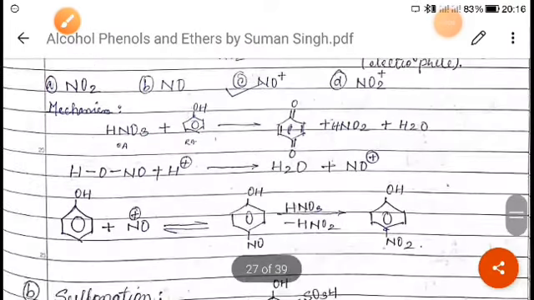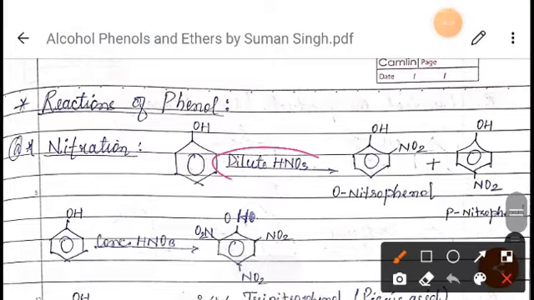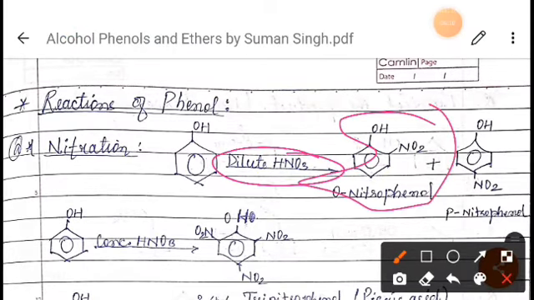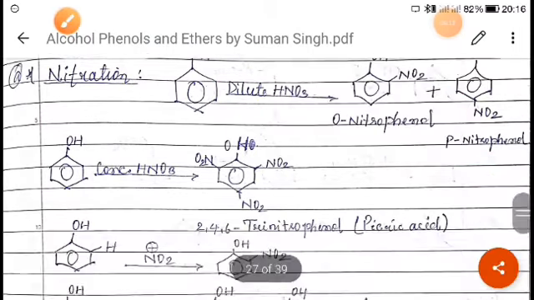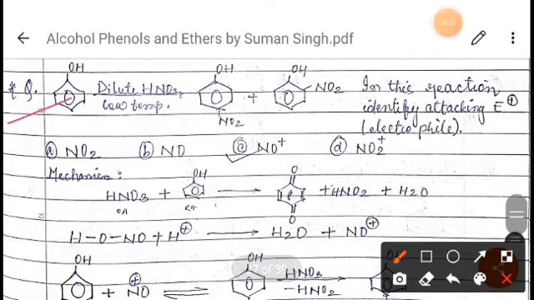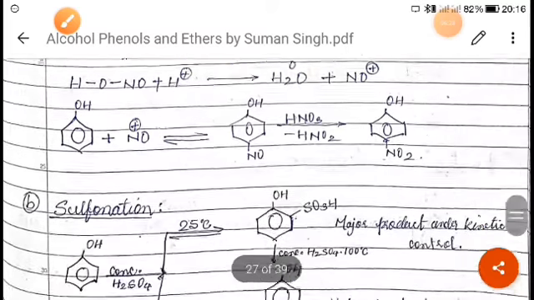So I hope you have understood this, right? It is very simple, right? So when you use dilute HNO3, you will get ortho and para nitrophenol. Here when we are using concentrated HNO3, at that time we are getting this picric acid, okay, and as you can see here, right? So these are some questions you can practice at home. The answer is also given here.